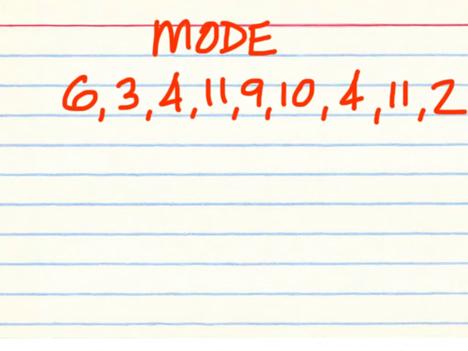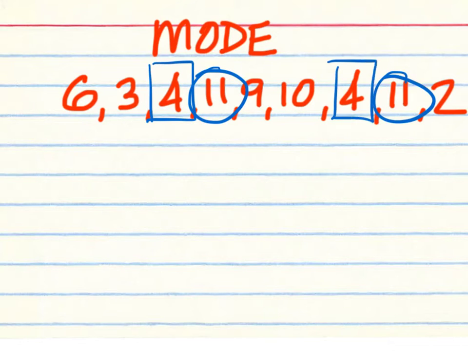The solution here, we have 1, 2 11s, and then we have 2 4s. 2 11s and 2 4s, so it should be 4 and 11.